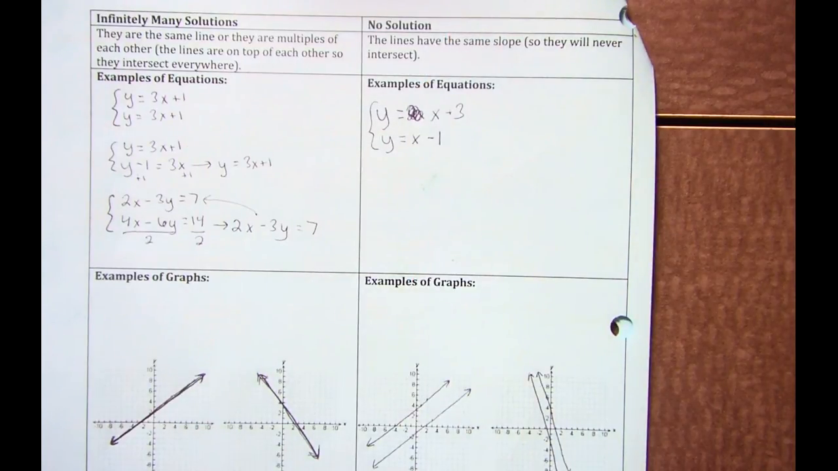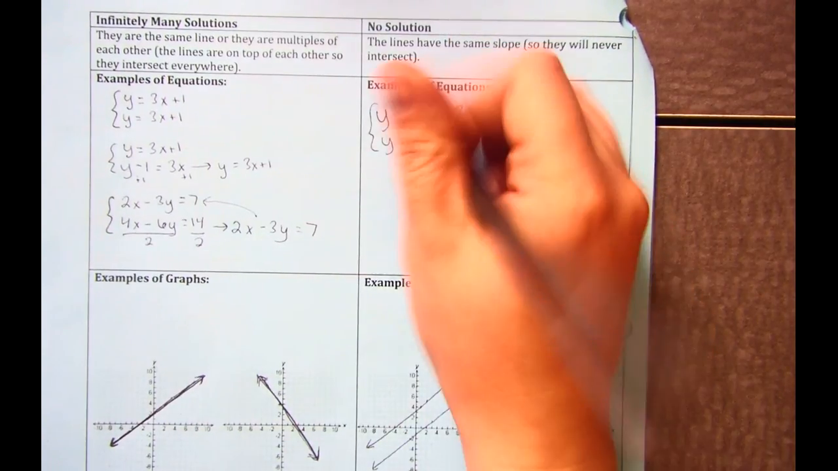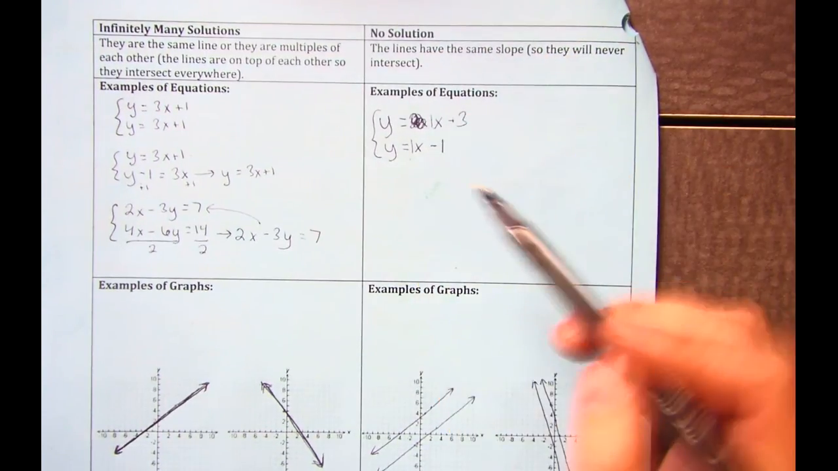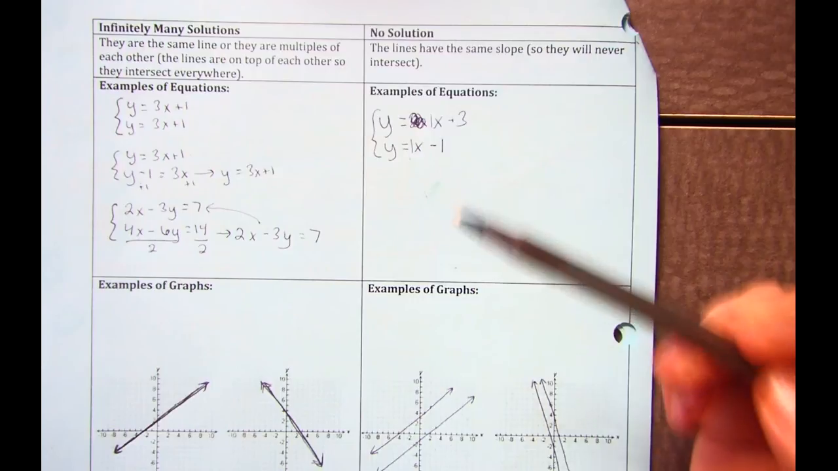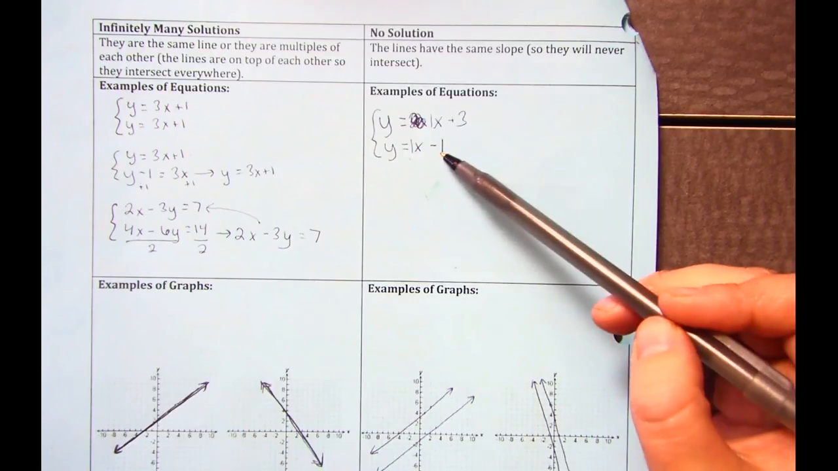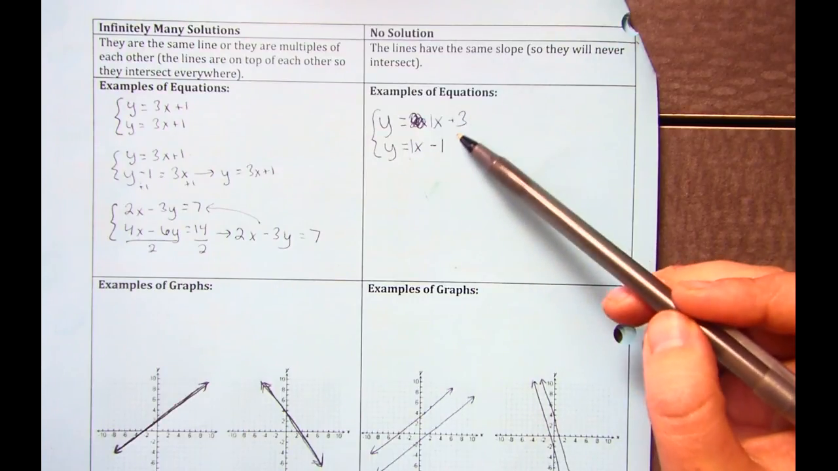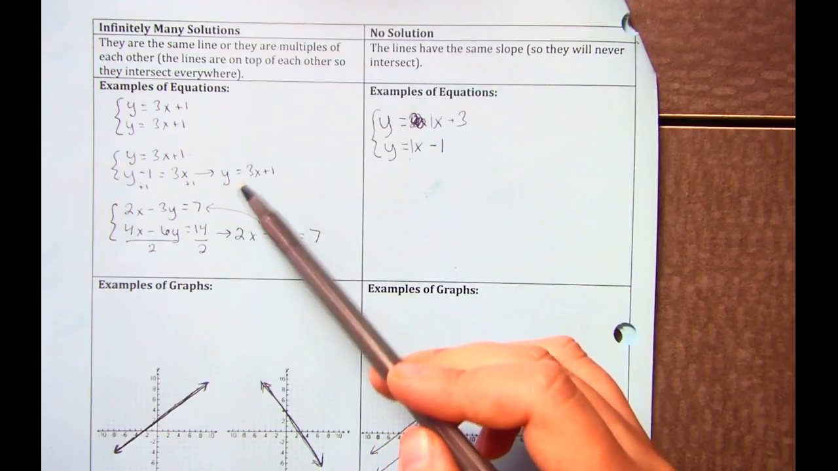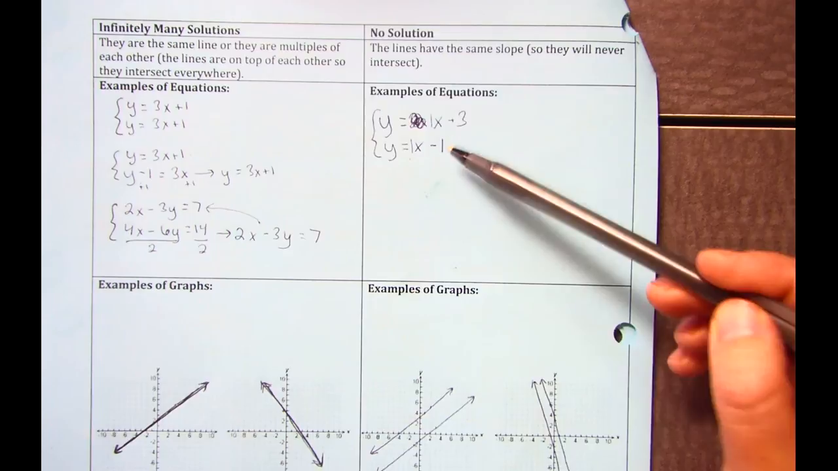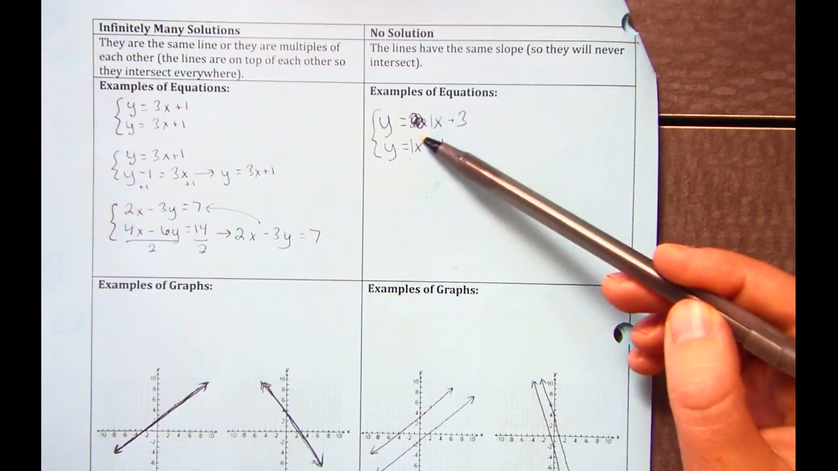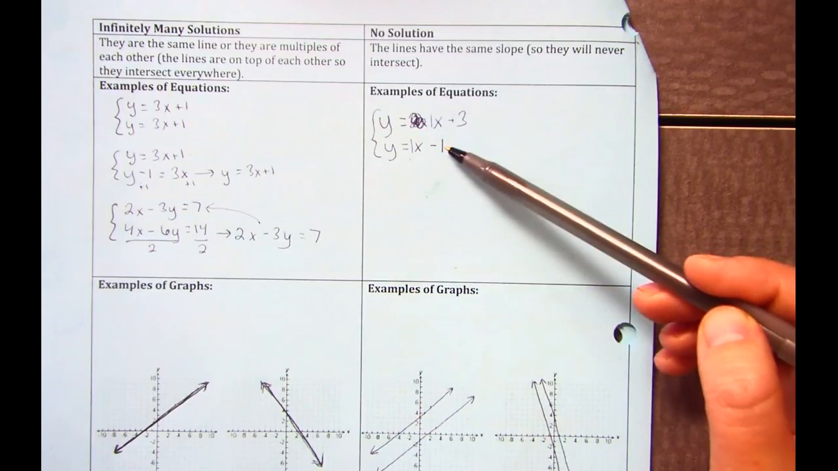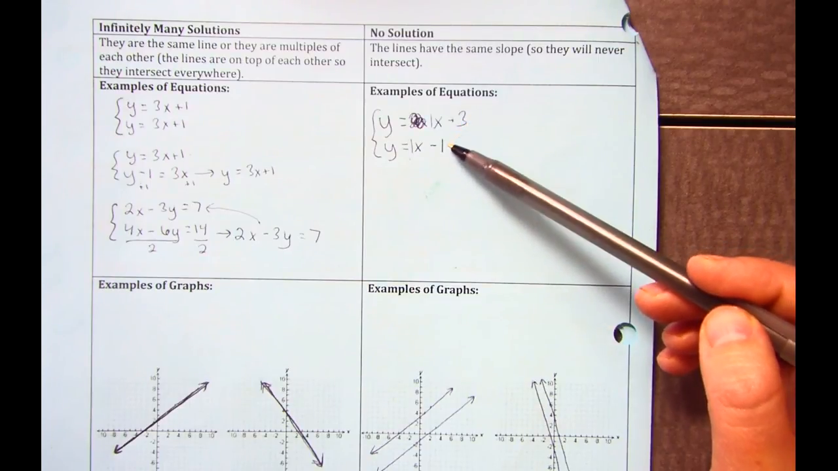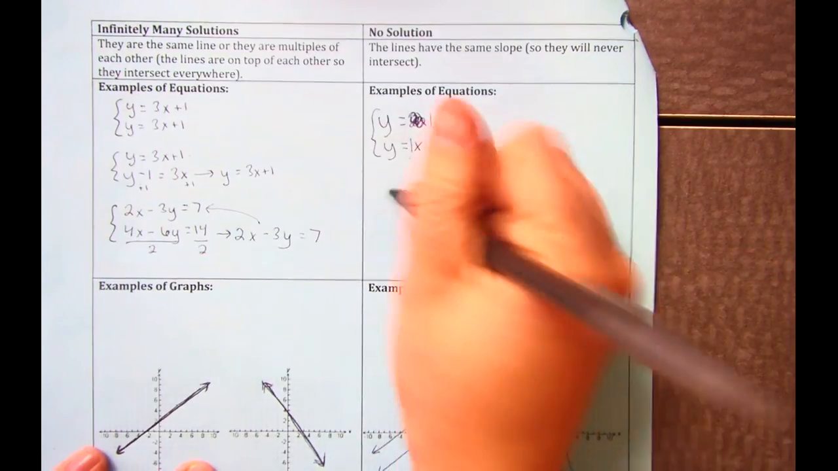These two lines have the same slope, 1. They have the same slope, but they're not the same line. If they were the same line, like if these are both plus 3, then they'd be the same lines. They'd have infinitely many solutions. They'd be on top of each other. But they're not. They have the same slope, so they're parallel. They're going in the same direction, but they're in different spots. One of them starts at a positive 3 on the y-axis. The other one starts at a negative 1 on the y-axis.